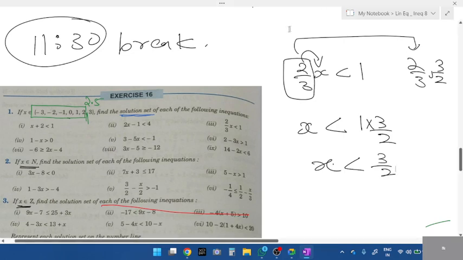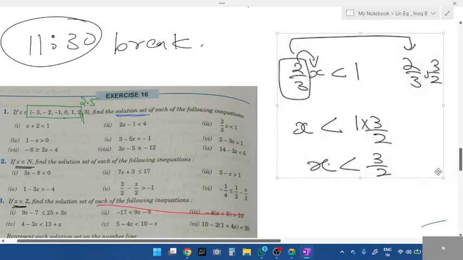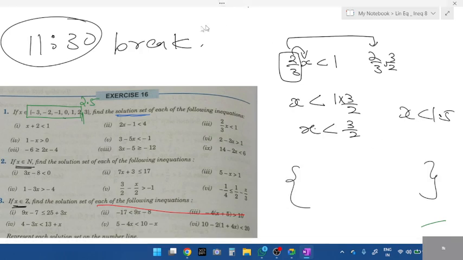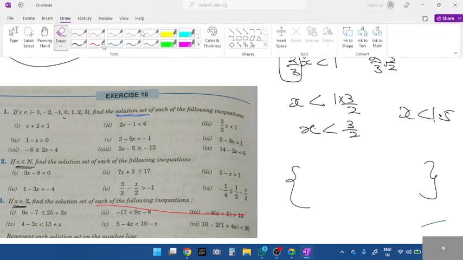Convert into decimal. How much is 3 by 2, students? 1 point 5. Yes. X is less than 1.5. Look at the arrow direction. Which side is it facing towards? Arrow. Left hand side or right hand side? Left hand side.